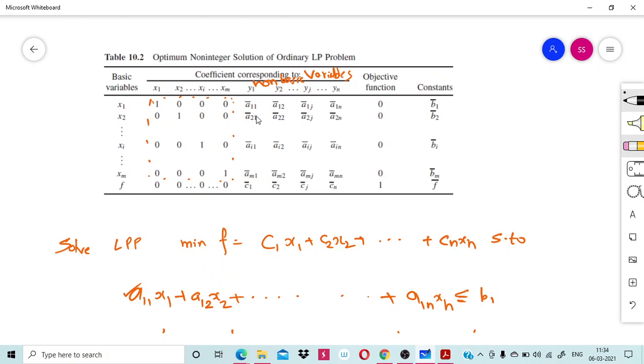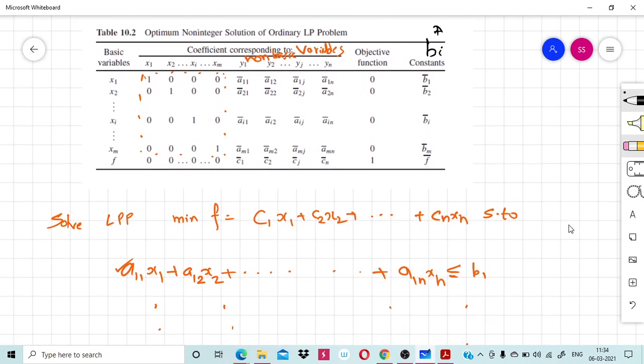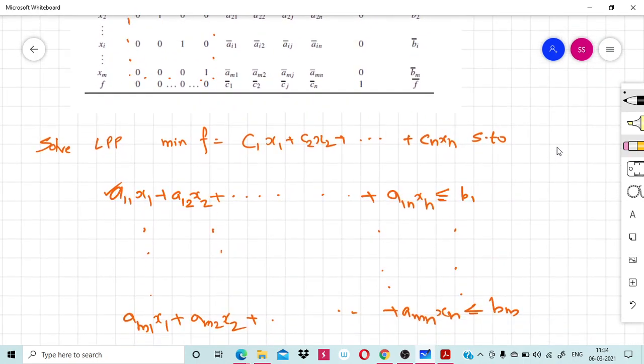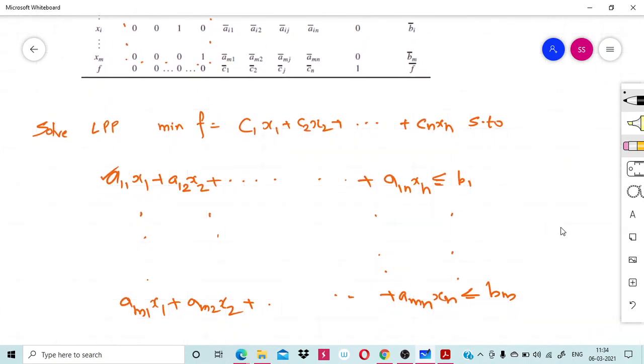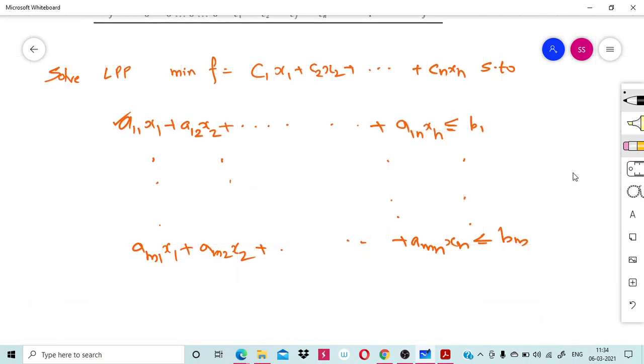And this is your objective function column. Then the constants we have, that is your bi star, that is the solution column. Up to this we will do in all LPPs, whether it is an all integer LPP or any kind of LPP; we will proceed up to this point of solving the LPP.